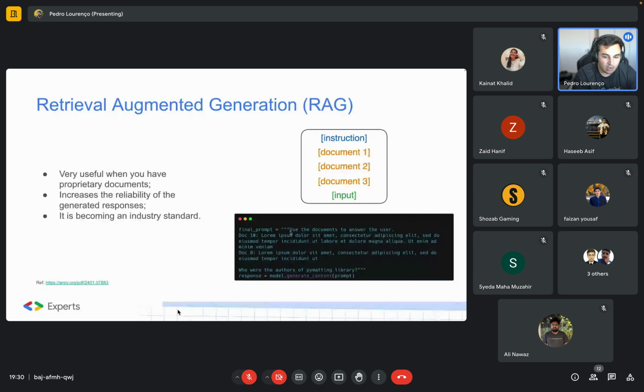So imagine that this is your final prompt. Use the documents to answer the user. So you have document 1 and all the information of document 1, document 2 and all the information of document 2, and the question: who were the authors of the PyMatching library? And then you expect the model to generate this answer.